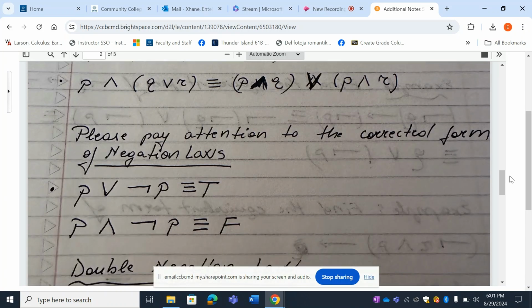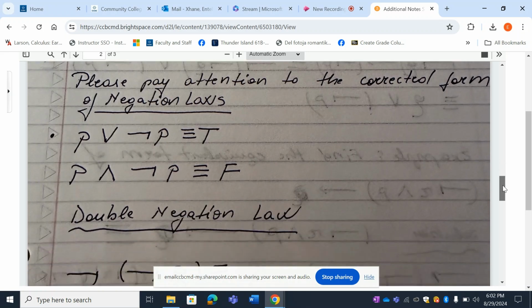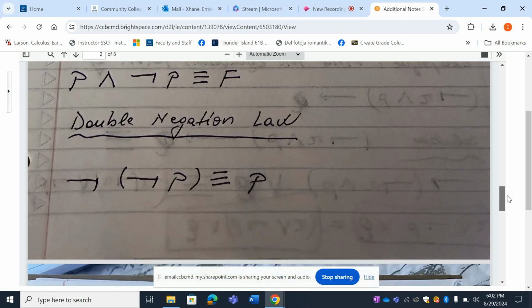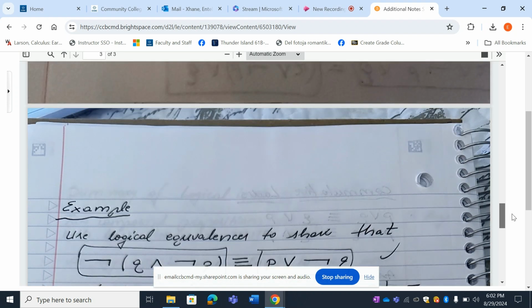Now please pay attention to the corrected form of the negation law. This has to be correctly P disjuncted with not P. So P or not P is equivalent to the proposition true, and P and not P is equivalent to proposition F. We do have a double negation law for any single proposition. If you double negate P, this is equivalent to P.